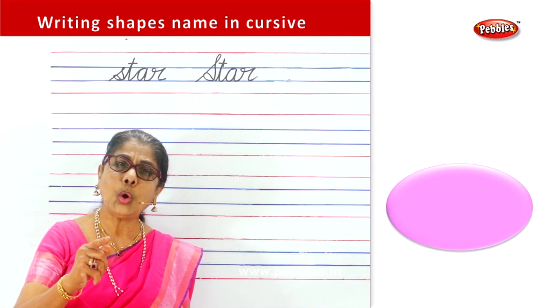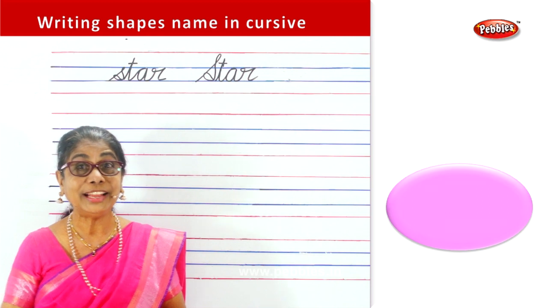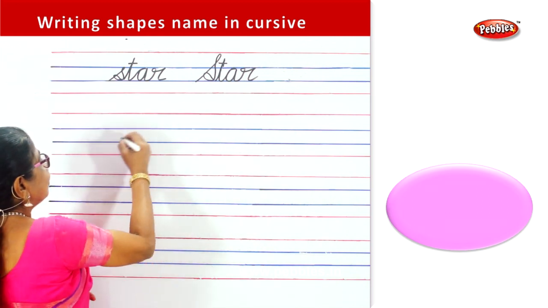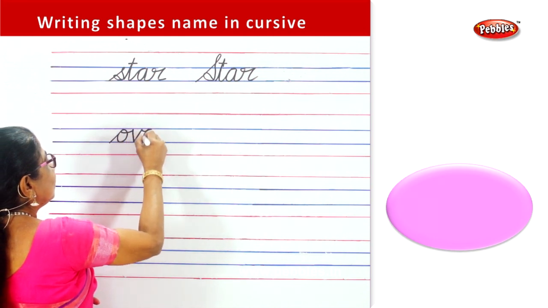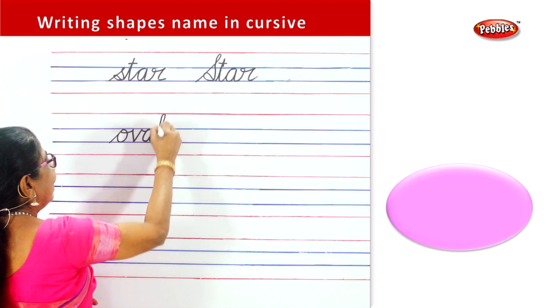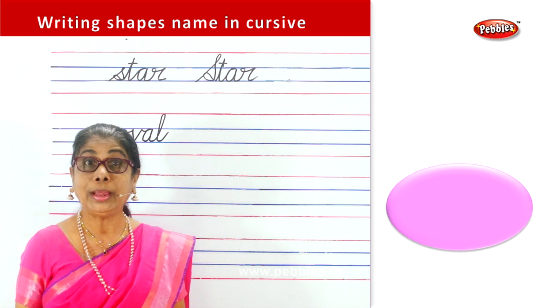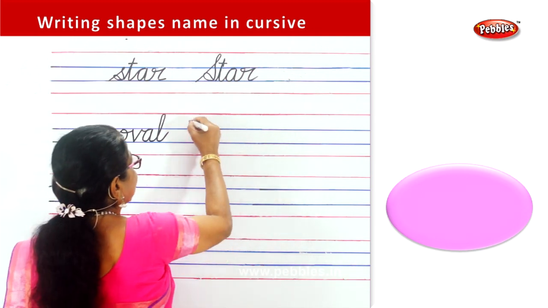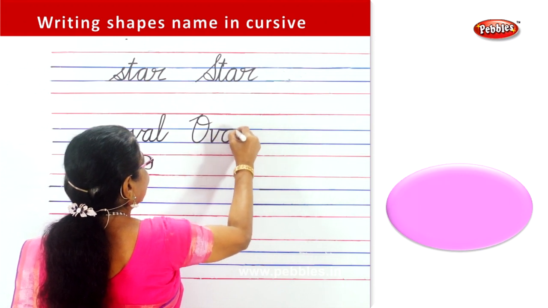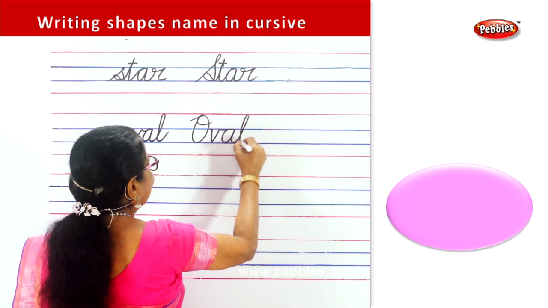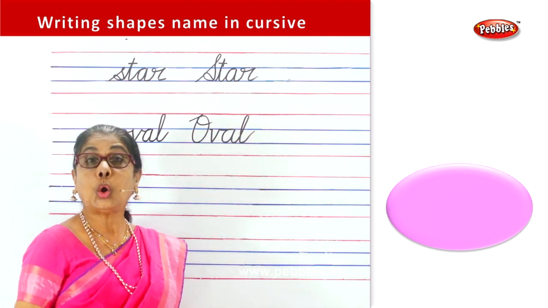Spell oval. O-V-A-L. Shall we write oval? O-V-A-L. Oval. Let's write the O capital. O, V, A, L. Oval. Good. Oval.